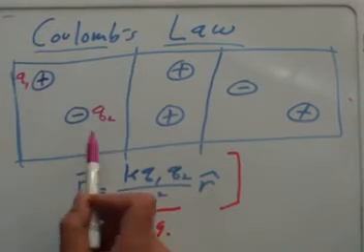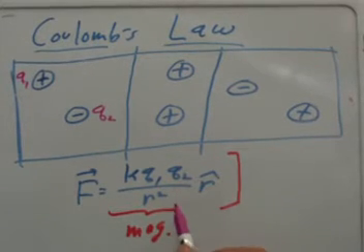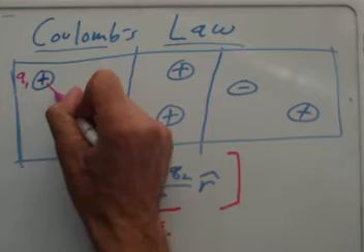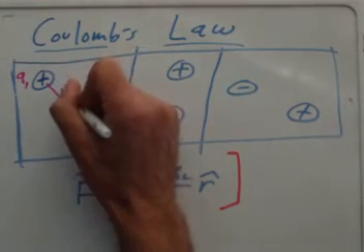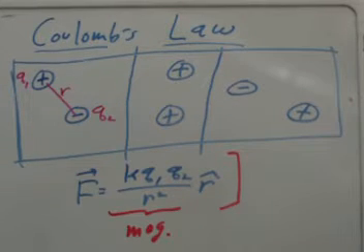Q2 is the amount of the other charge. In this case, it would be negative. So there's your Q2 there. So it's Q1 times Q2. And of course, the distance between them matters. If this is the distance between them, we'll call that little distance, say, r. And that distance, of course, determines how strong the force would be.